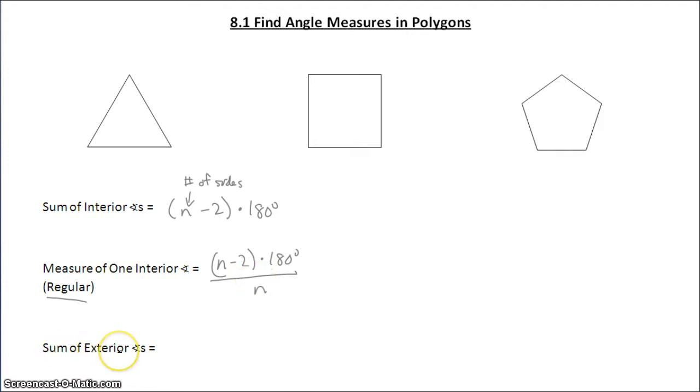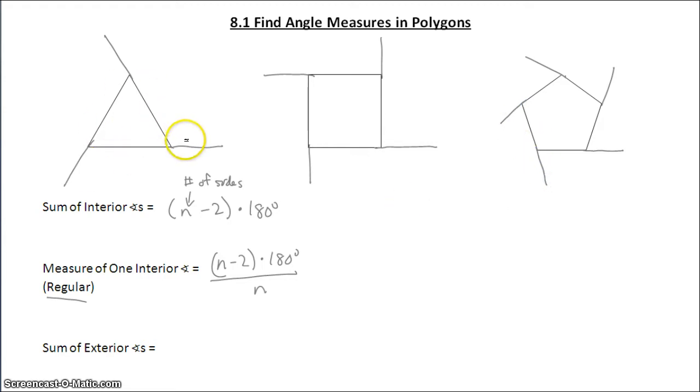Next, the sum of the exterior angles. An exterior angle is formed by extending the sides of my polygon. So if I extend the sides of all of my polygons, I've created my exterior angles. To find that sum, I need to think about my exterior angles this way.